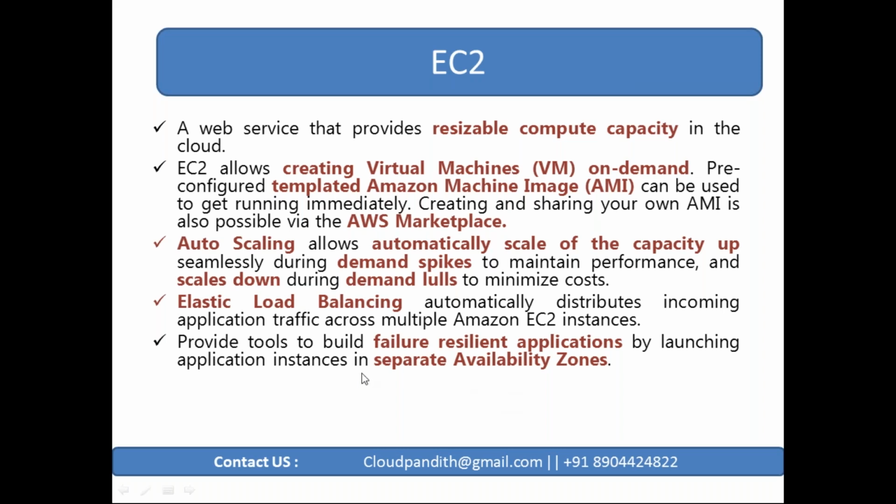So that's how you can work with failures. You are able to handle the failure scenarios also, because if an entire availability zone is down, you can have another availability zone to serve your request. AWS provides tools to build failure resilient applications by launching application instances in separate availability zones. Suppose an availability zone is down, they will launch our instance in availability zone B. That's how we never worry, because we can handle failures very easily in the cloud.